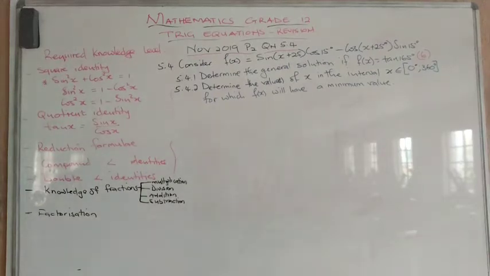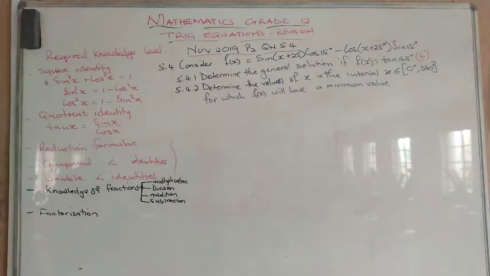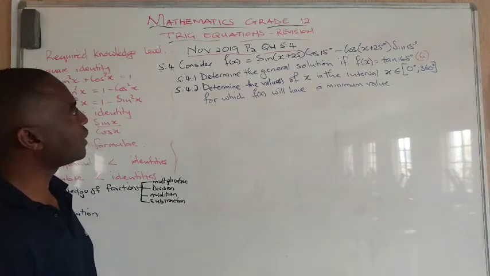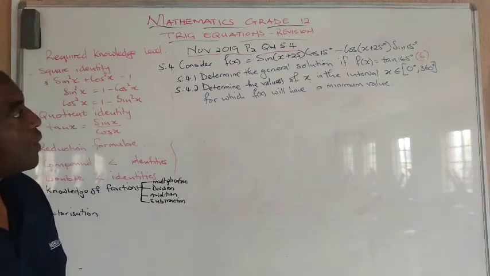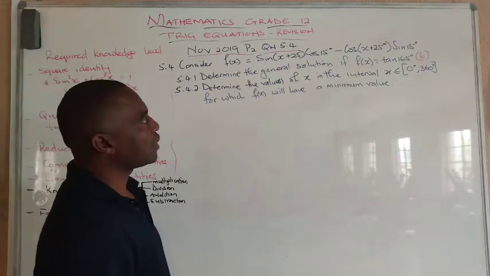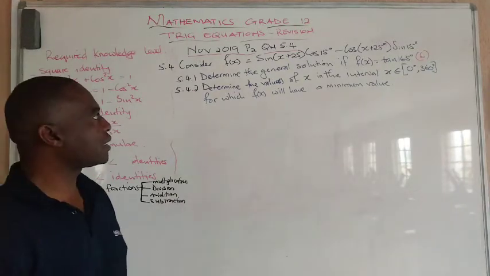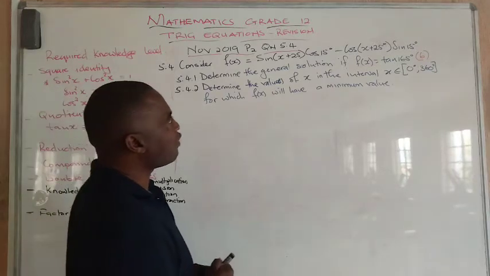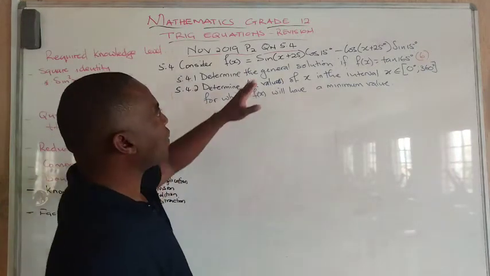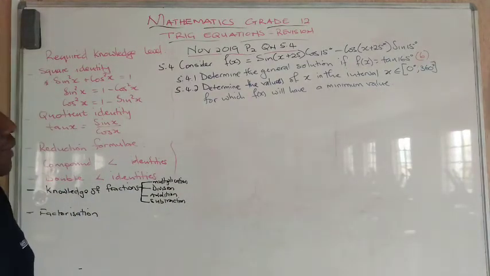November 2019, paper 2, question 5.4. It's a trig equation. Let's see how we can go about it. f of x is equal to sine(x + 25 degrees) cos 15 degrees minus cos(x + 25 degrees) sine 15 degrees. You are asked to determine the general solution if f of x is equal to tan 165. So the moment you look at f of x, you can see a compound angle identity there.